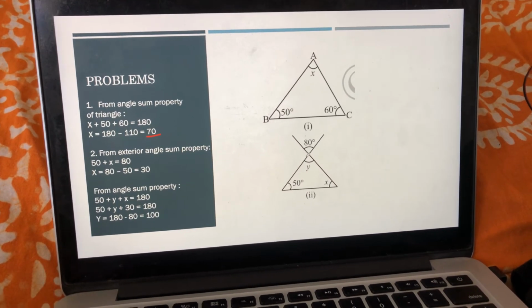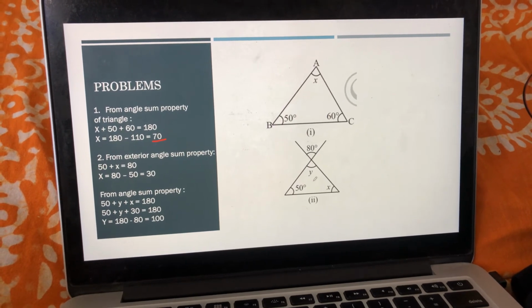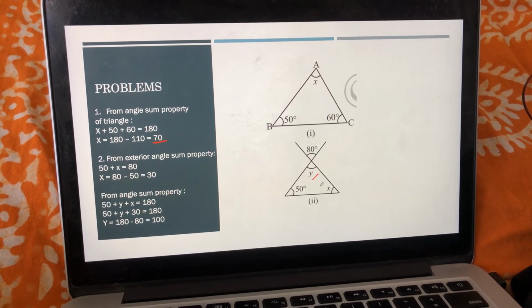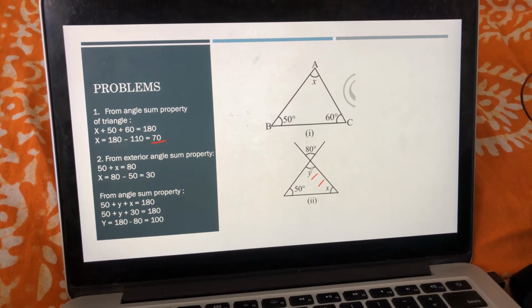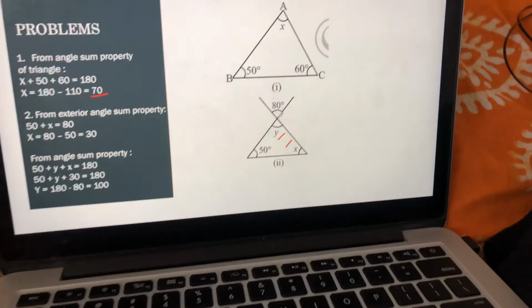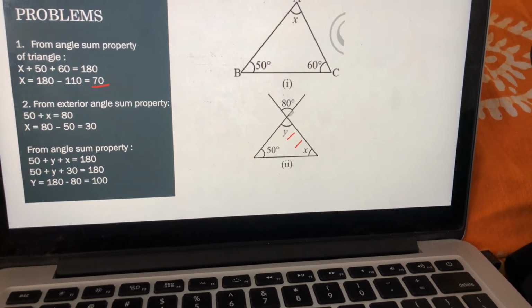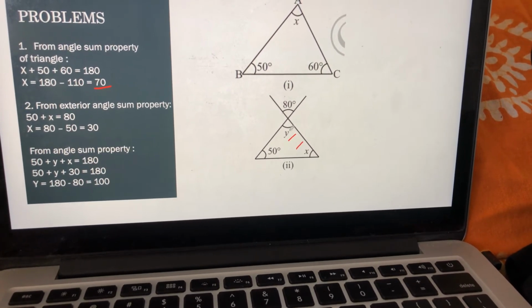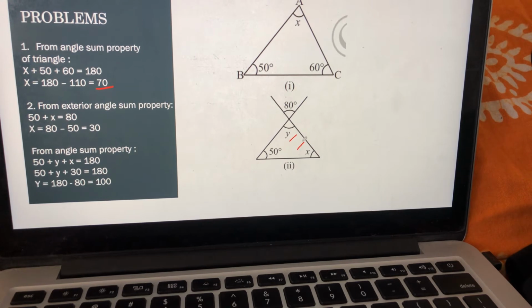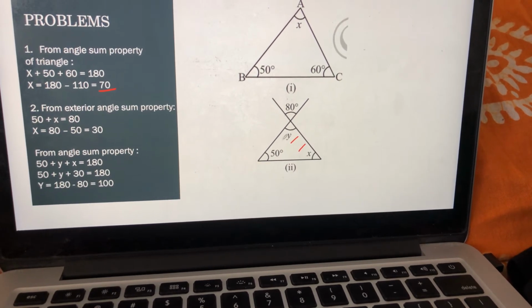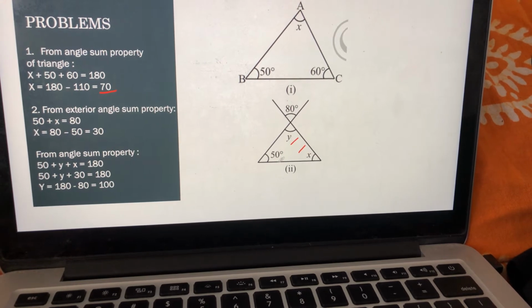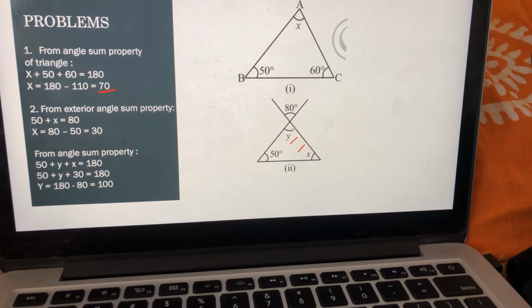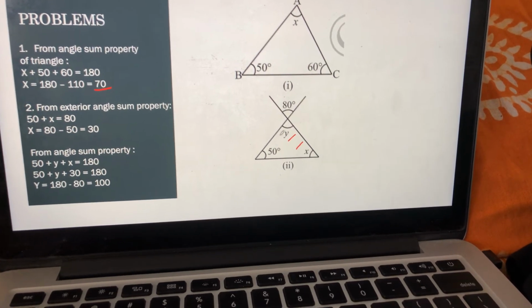Next, this is a higher level problem. You have to find x and y, but it is very simple. 80 and y are equal because they are vertically opposite angles. And then from the angle sum property, y plus x plus 50 equals 180 degrees. So this is 80, this is 50, these make 130. So x is equal to 50 degrees.